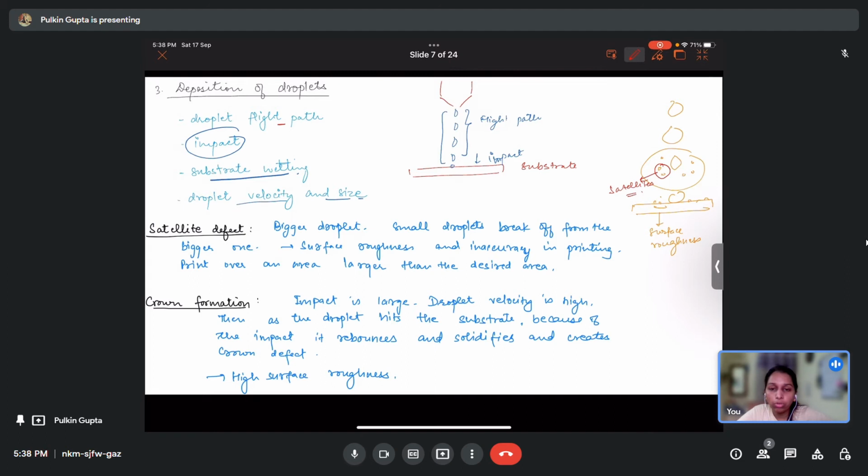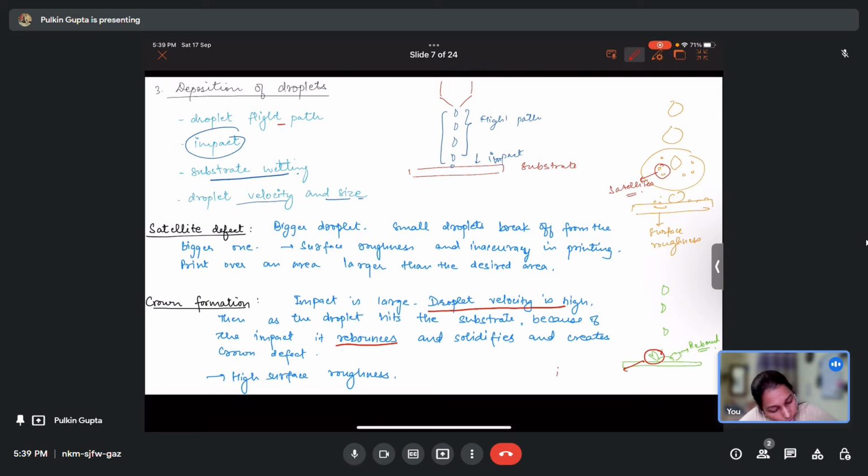Now another one is crown formation. When the impact is very large or the droplet velocity is high, what happens is when the droplet hits the substrate, because of the high velocity and high impact, it rebounds and solidifies. You must have seen water splashing out. When it rains, it drops on the surface and rebounds from the earth's surface and forms a crown-like shape. If you can visualize, if this is your droplet, now it has fallen on the substrate and after dropping it splashes back, so it forms like this. So this is the rebound. And then it solidifies here only.